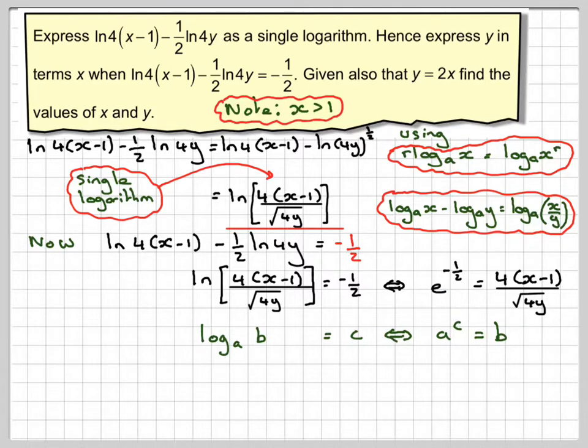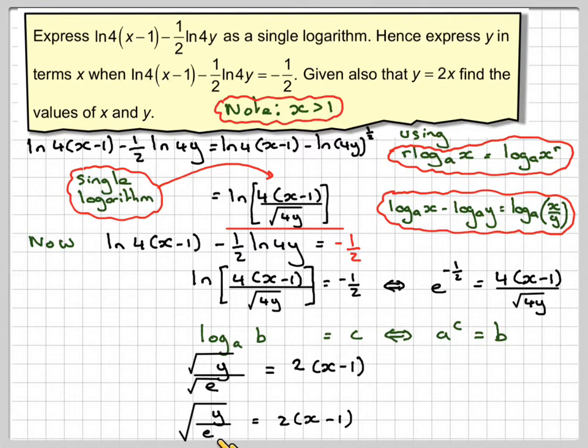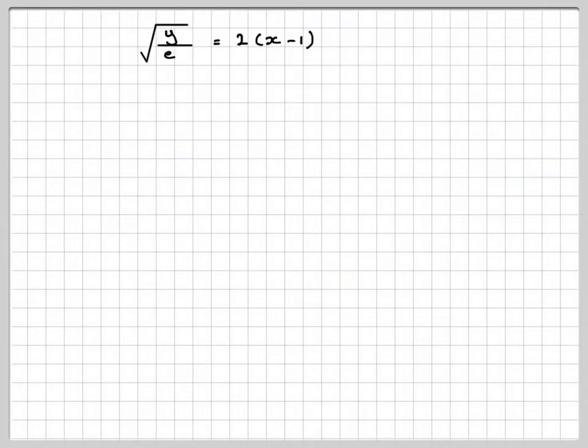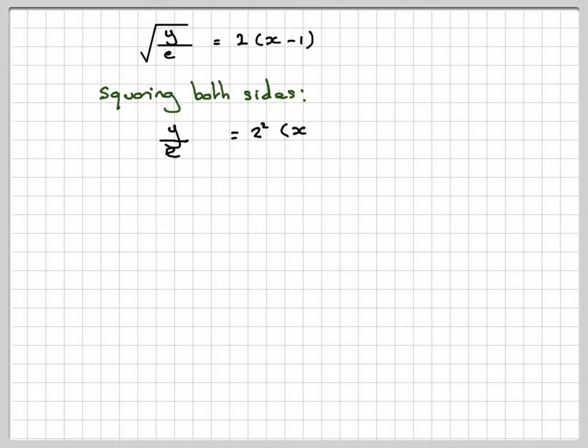The square root of 4 is 2, and then 2 divided by 4 is a half, so we get 2(x minus 1), and then the square root of y I'm taking up on this side. This is now a single square root, just write it as a single square root. The square root of y over e is equal to 2(x minus 1). Right, now squaring both sides, this just becomes y over e, and this side will become 2 squared (x minus 1) all squared. So y will be equal to 4e, taking the e up here, (x minus 1) all squared.